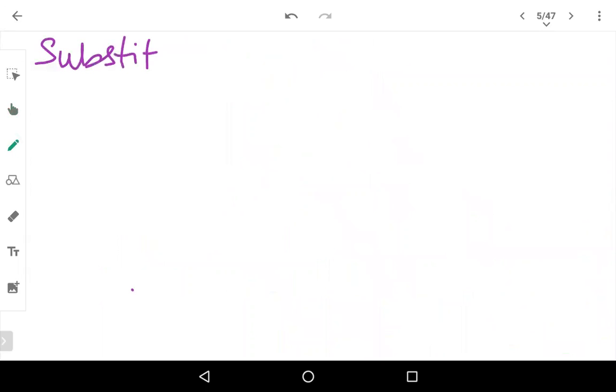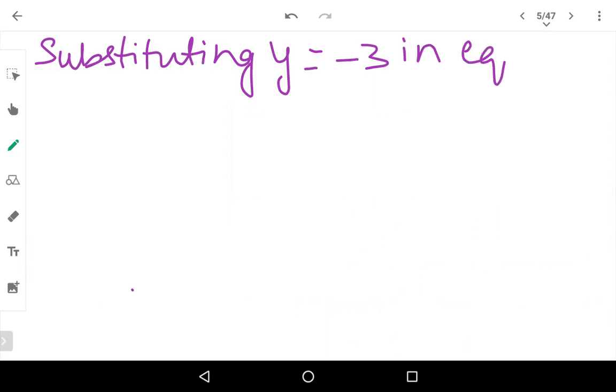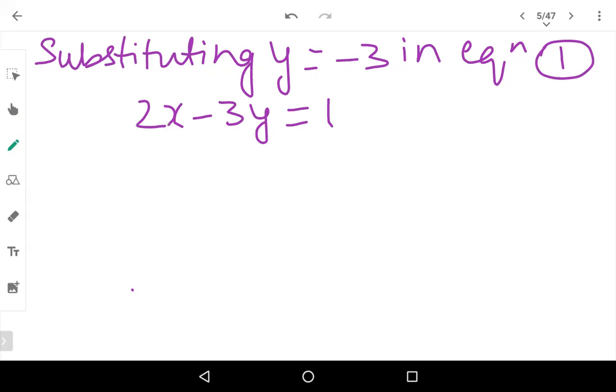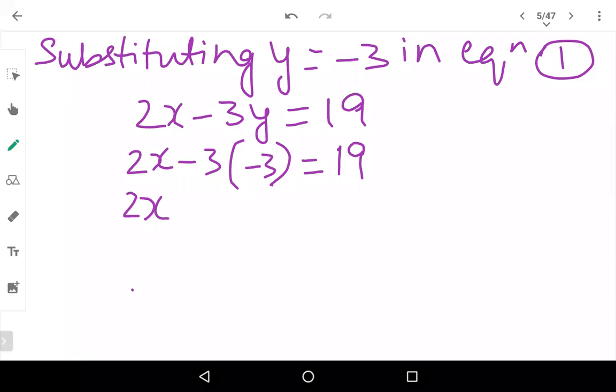Substituting y is equal to minus 3 in equation 1. So what is equation 1? 2x minus 3y is equal to 19. Okay. So 2x minus 3 into minus 3 again is equal to 19. So 2x minus 3 into minus 3 is 3 3s are 9. Minus into minus is plus. So plus 9 is equal to 19.